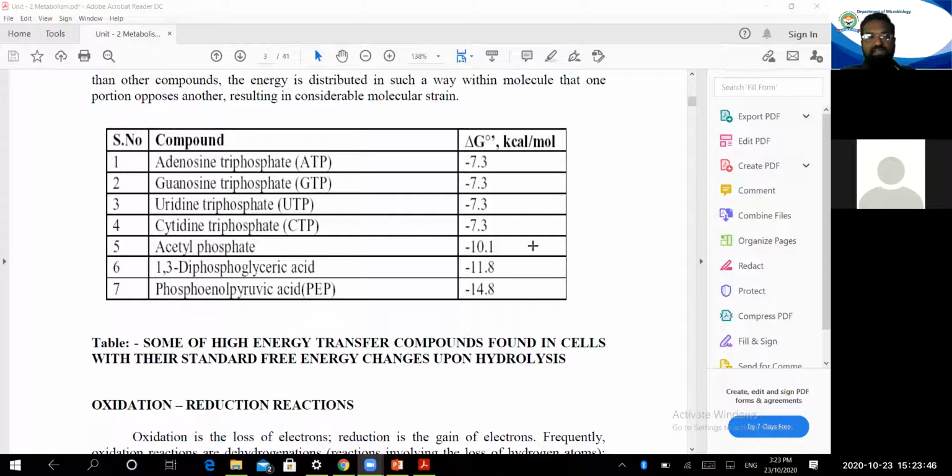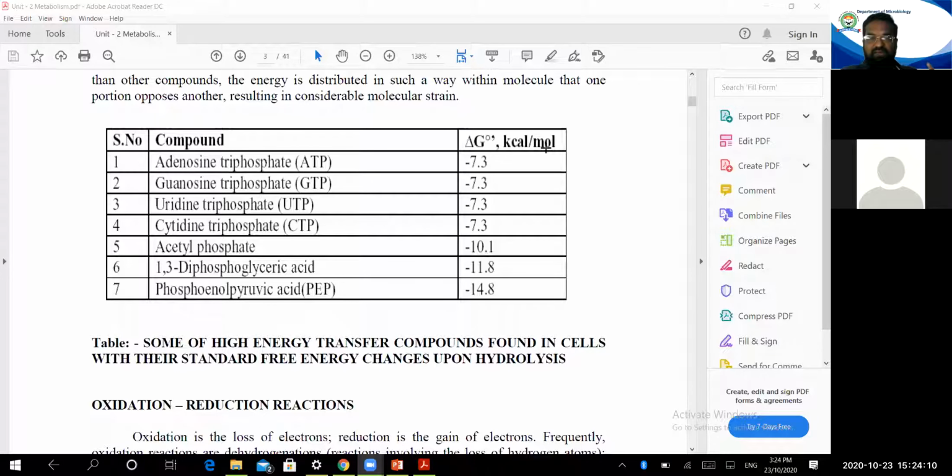So for all these, ATP, GTP, UTP, and CTP, you will see that the value here is 7.3 kilocalories. It means when one ATP molecule or any phosphate molecule is broken down, 7.3 kilocalories will be released, and that amount of energy will be used for some purpose.